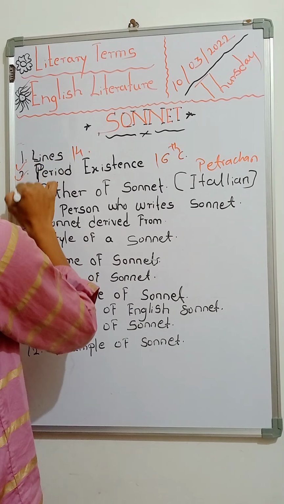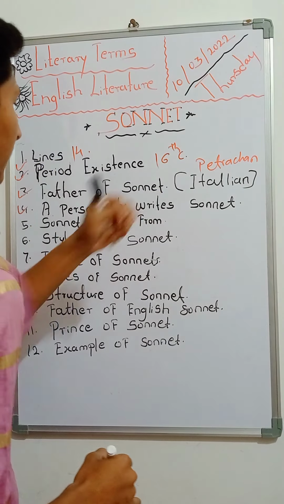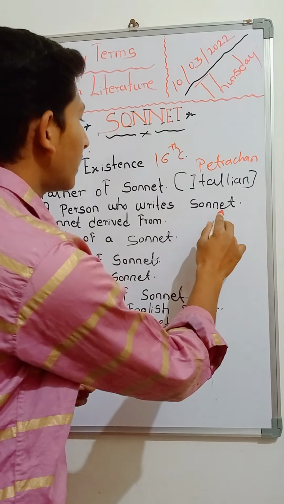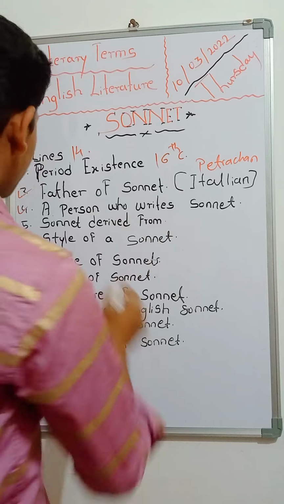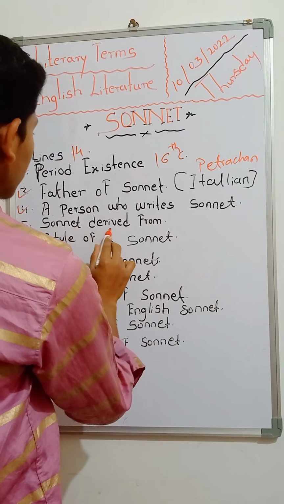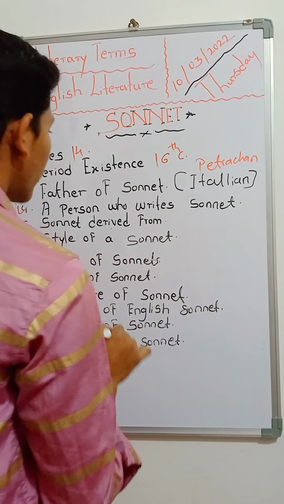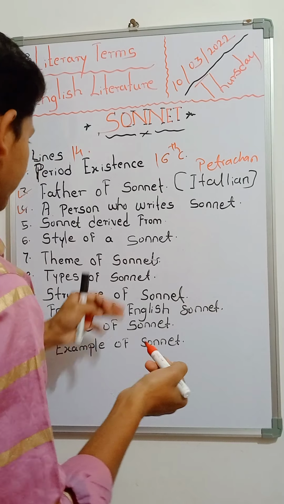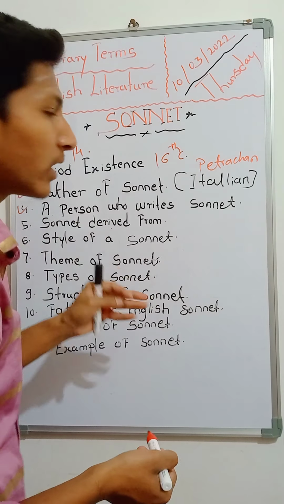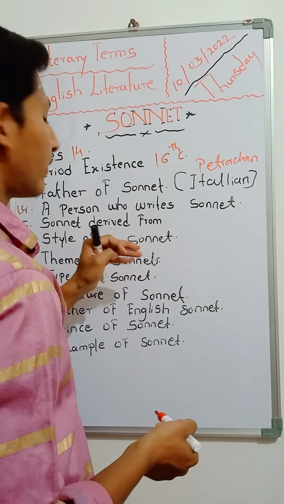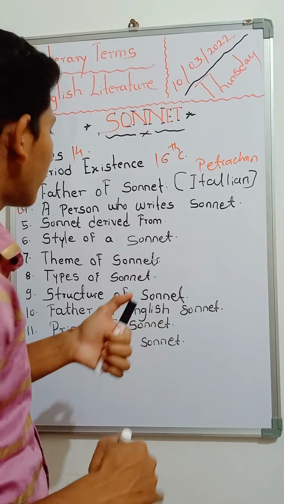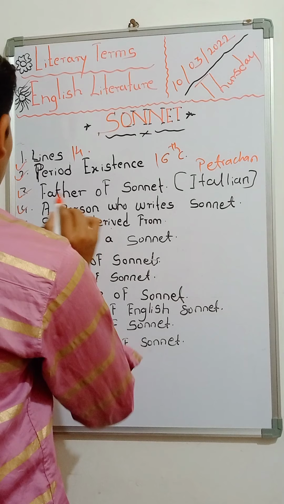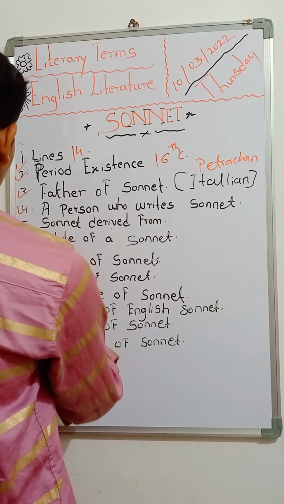Petrarch is called the father of the Italian sonnet, and a person who writes sonnets is called a sonneteer. Sonnet is derived from the Italian word sonetto, which is derived from the Latin word, which means a small song or a small lyric. That is what we call sonetto or sonnet.